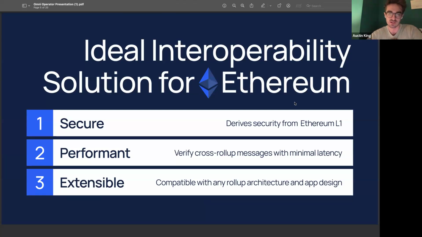There were a couple things here. One, it needs to derive security from Ethereum L1. It needs to be as close to Ethereum native as possible. So we achieve this with restaking. Two, it needs to be extremely performant.